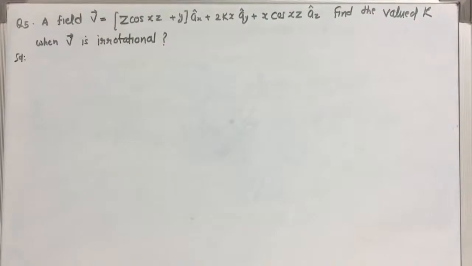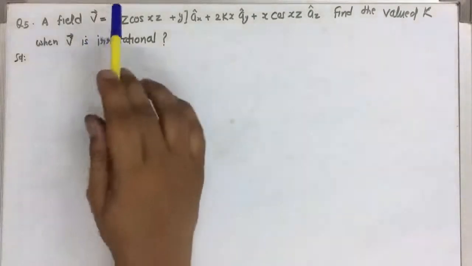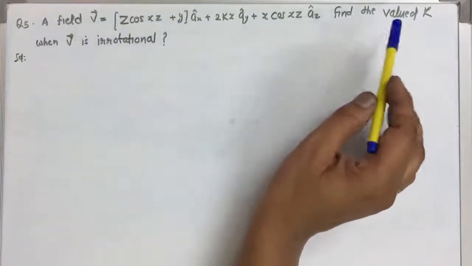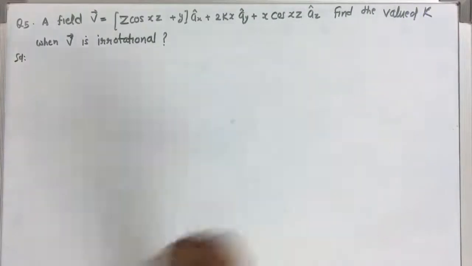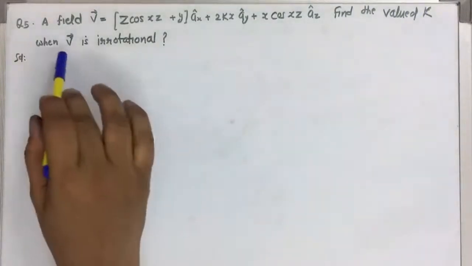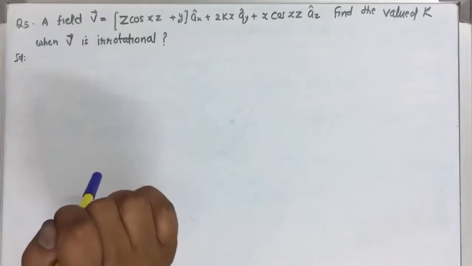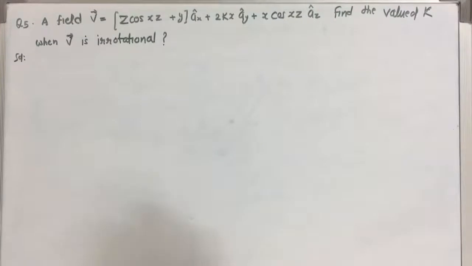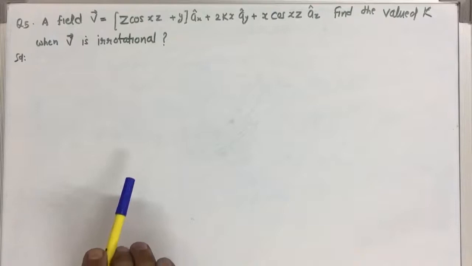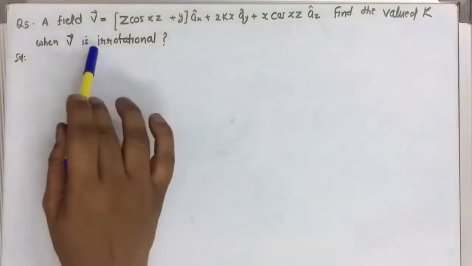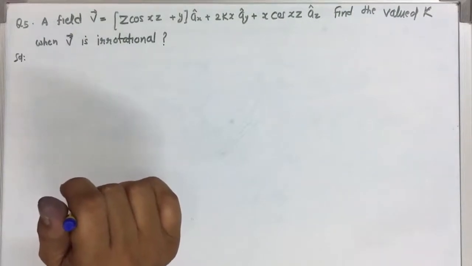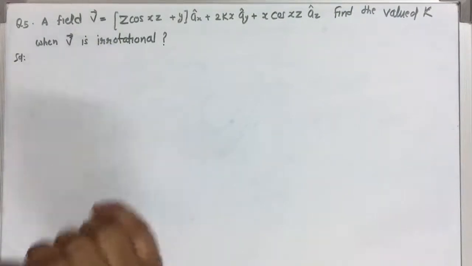Now let us do the next problem, where the vector field V is given as this. Find the value of k where the vector field V is irrotational. So here two things should be very clear. First thing, in which coordinate system we are working. Second thing, what is the meaning of irrotational? Let us start from this one.